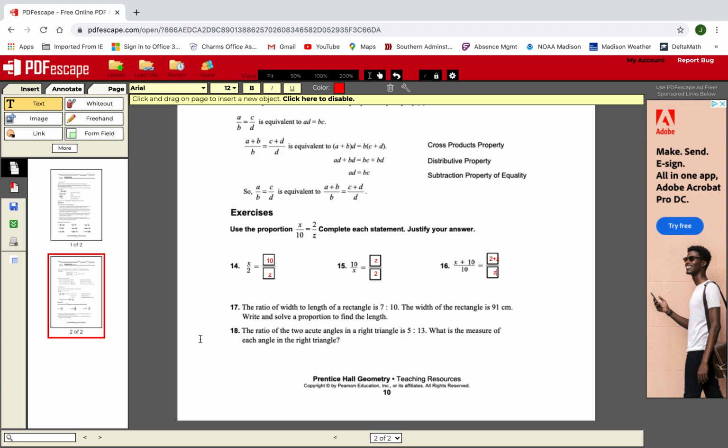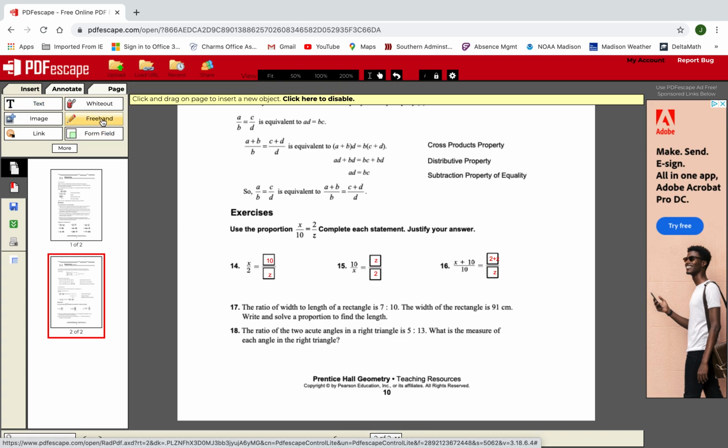Okay? 17 says the ratio of width to length of a rectangle is 7 to 10, and it gives you the width is 91. Write and solve a proportion to find the length. Okay? So this is giving us a ratio of 7 to 10, or width over length. It's giving us width over length of 7 over 10. And it tells us that the actual width is 91. And we want to know the actual length, so we can set up our proportion. 7 over 10 equals 91 over x.